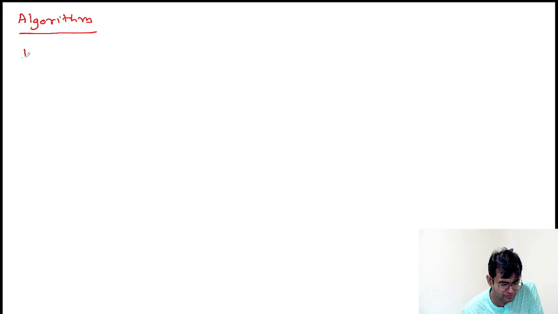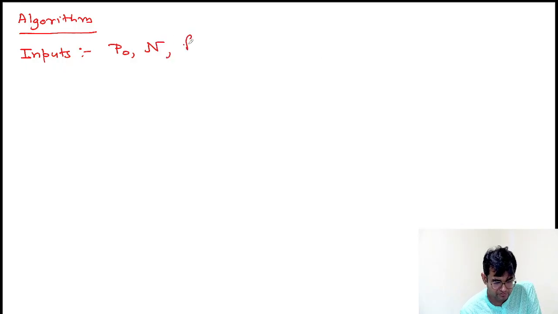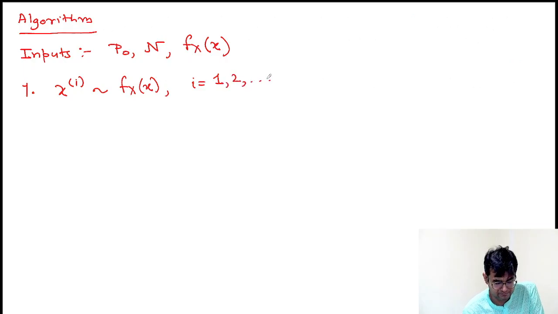What are the inputs? Remind me. P naught, n, PDF, and I think that's all, right? What was step 1? Sample x from the PDF. So xi, you are sampling from fx(x), where i goes from 1 to, let's say, n.